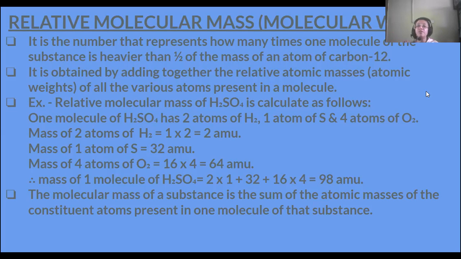Okay, so for example, see the relative molecular mass of sulfuric acid, H2SO4. There are three different types of atoms: one is hydrogen, then sulfur, and oxygen. Three different types of elements are there. In one molecule of that substance, there are 2 atoms of hydrogen, 1 atom of sulfur, and 4 atoms of oxygen. So the mass of 2 atoms of hydrogen is 1 into 2, that is 2 mu. Mass of 1 atom of sulfur, that is 32 mu. Then mass of 4 atoms of oxygen, that is 16 into 4, that becomes 64 mu.